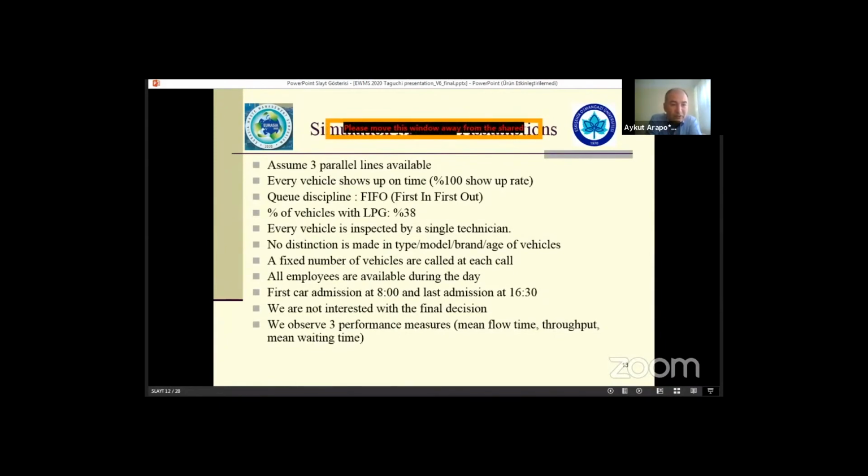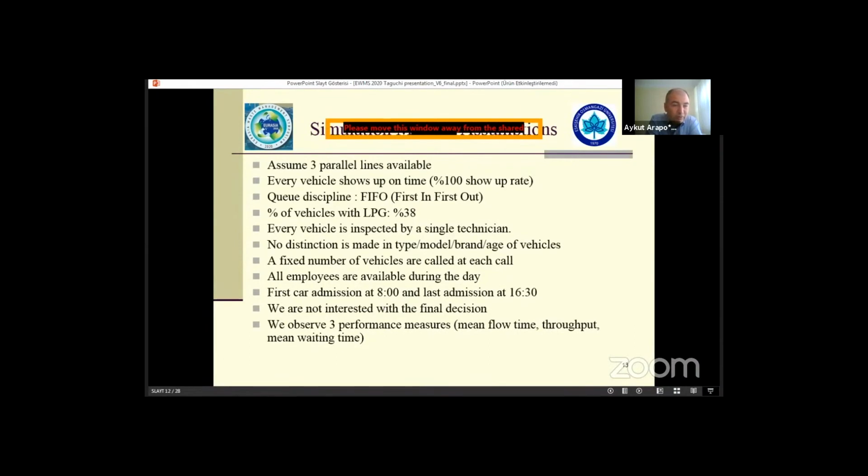We assume only 3 parallel lines. Every vehicle shows up on time. The queue discipline is important. FIFO queue discipline means the order of service when there is a queue. FIFO means first in, first out, and LIFO means last in, first out.